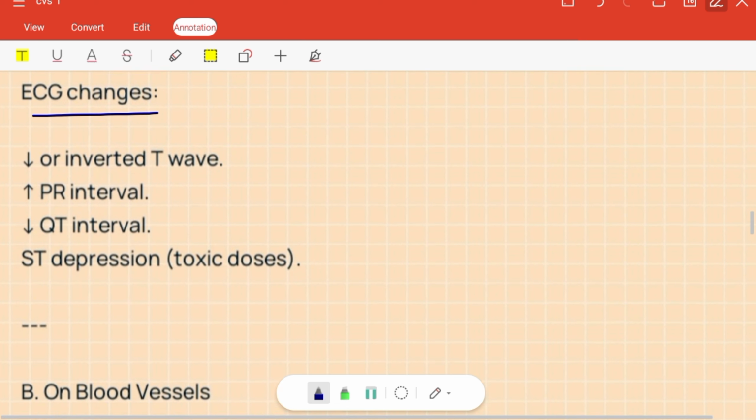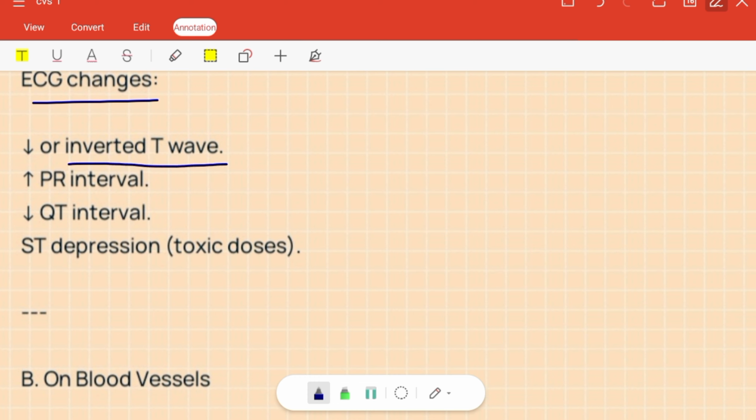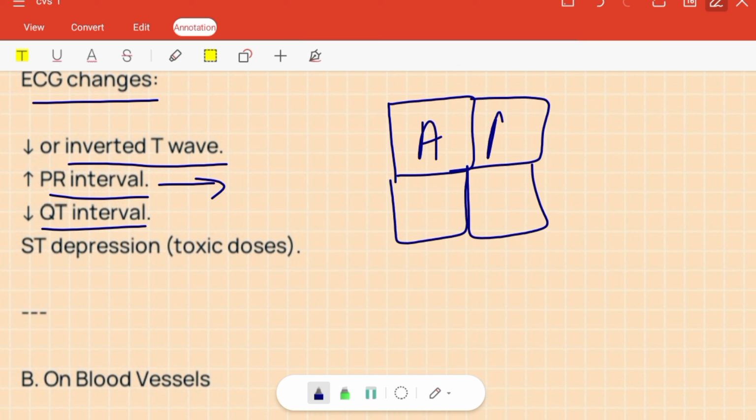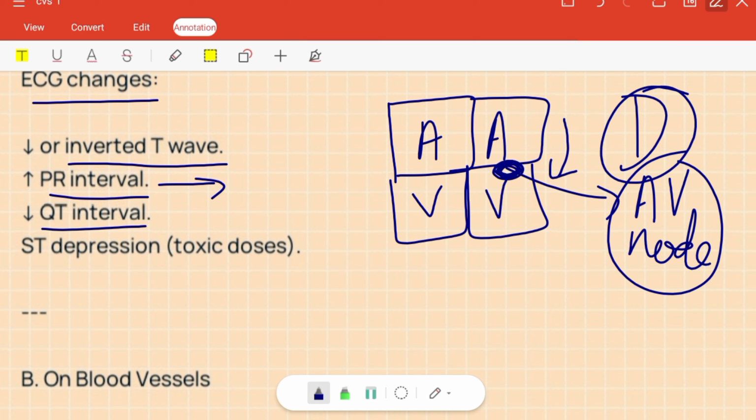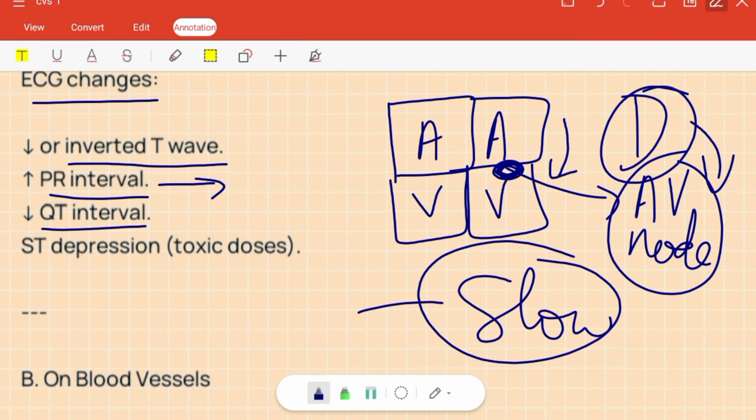Next is the ECG change. In ECG change, it causes inversion of T wave, increased PR interval, and decreased QT interval. Why does this increased PR interval occur? So this is a heart. The PR interval is the time interval for the signal to travel from the atrium to the ventricle. For the signal to pass from atrium to ventricle, it has to pass through the AV node. Digoxin causes slow conduction of the AV node. When there is slow conduction of the AV node, there is prolonged PR interval.